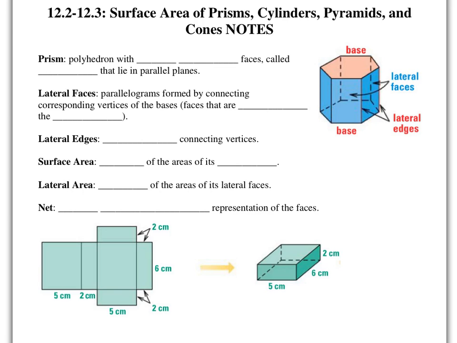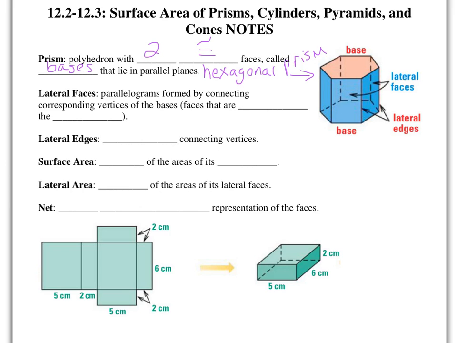So the first one is a prism, and a prism is a polyhedron with 2 congruent faces, and those faces are called the bases. So if you look at our picture over here on the right, the bases are these parts in red. You can't really see the bottom one, but it's a hexagon. And we label it again by the shapes. This would be a hexagonal prism.